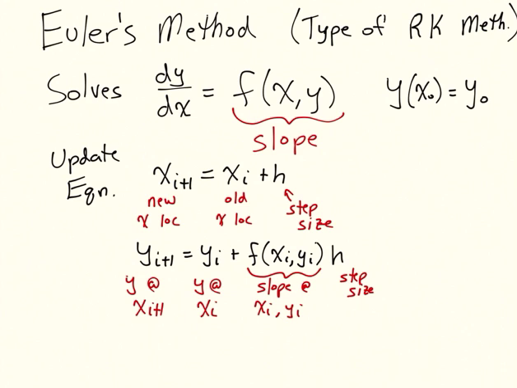And those two equations together allow us to go from an old point, (x_i, y_i), and compute a new point, (x_{i+1}, y_{i+1}). And to do that, we use the slope. So the slope comes in there, and that's the f that shows up. And that is what we were doing graphically last time. But those two equations are the same type of approach.